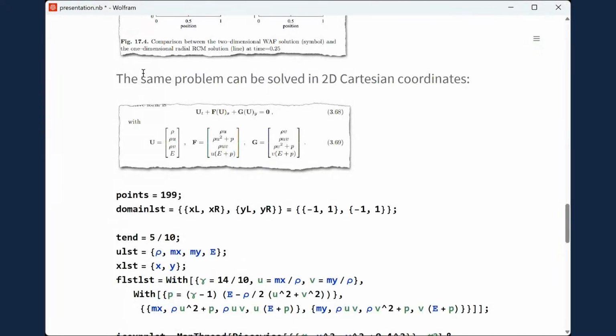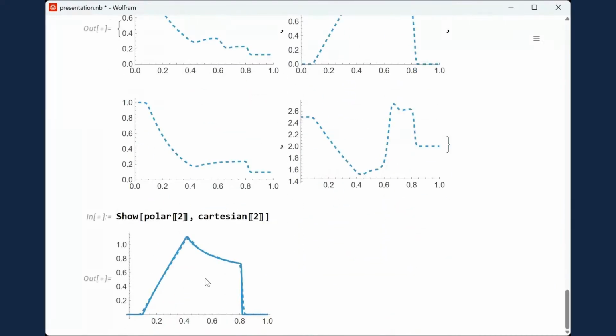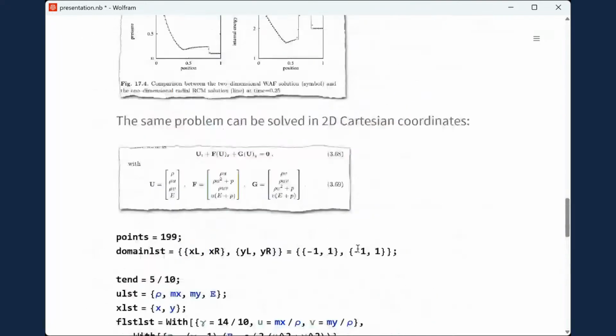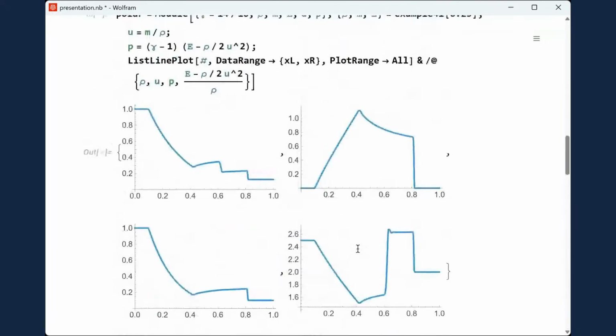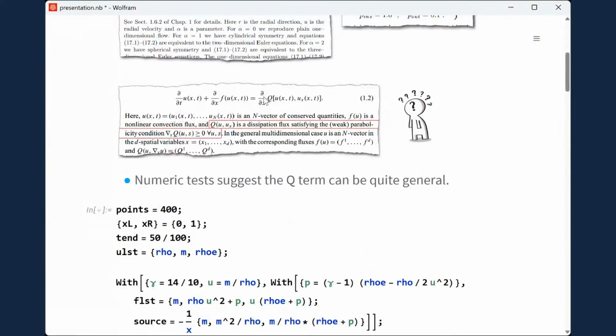And as a verification, let's show it in 2-dimensional Cartesian coordinates, and you can see the result is almost the same, but you can see some very small difference. So perhaps I haven't finished the tests for the shorthand.